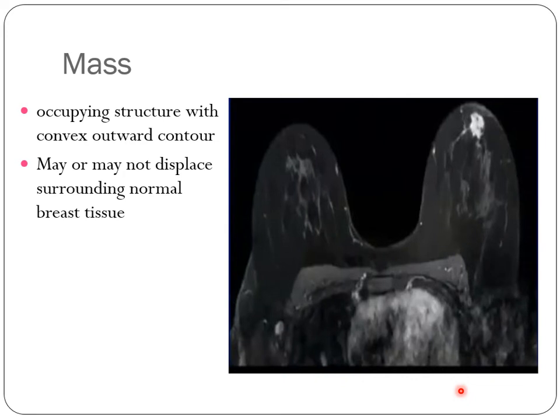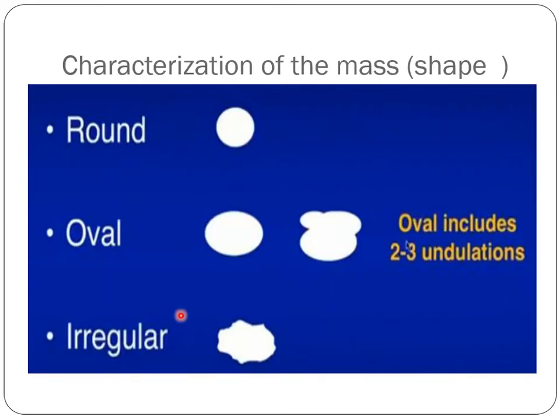About the mass. A mass is an space-occupying structure with a convex outward contour, which may or may not displace the surrounding normal breast tissue. Here, characterization of the mass is very important. First of all, you have to give the impression about the shape: maybe round, maybe oval. The oval one is sometimes macro-lobular, regarded as round also, or irregular. This irregular shape may have a spiculated outline or sometimes an ill-defined outline.